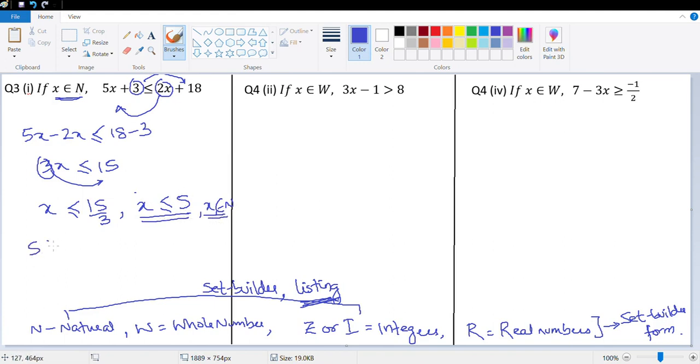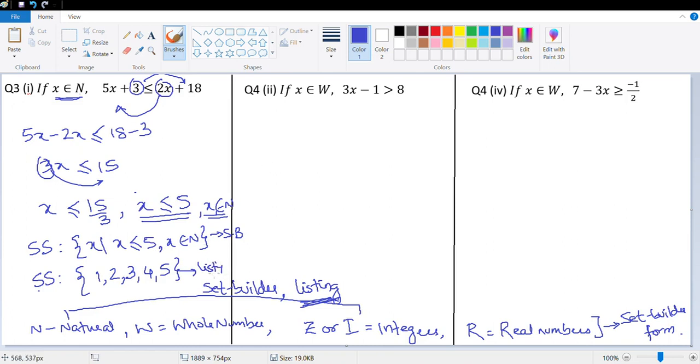This is my solution set, which is all x such that x is less than or equal to 5 and x belongs to natural number. This is the set builder form that I was referring to. An easier way of writing it, this SS is solution set, would be to list the numbers. Natural numbers less than or equal to 5 would be 1, 2, 3, 4 and 5. Simple. Right? So that's the final answer. This is the listing method that I was referring to. So you list it, because x belongs to natural number.